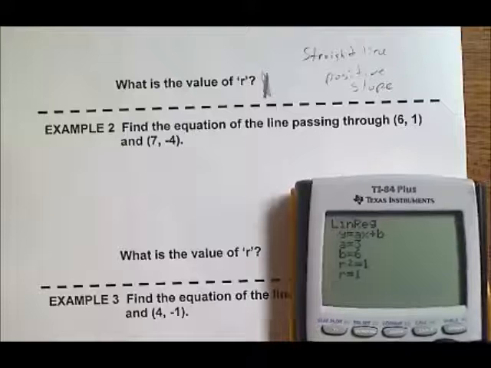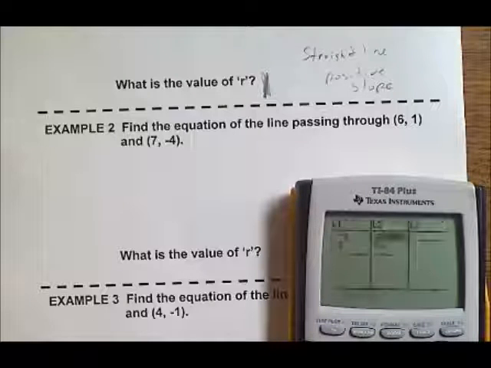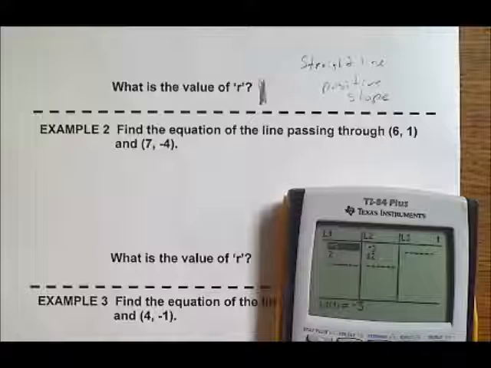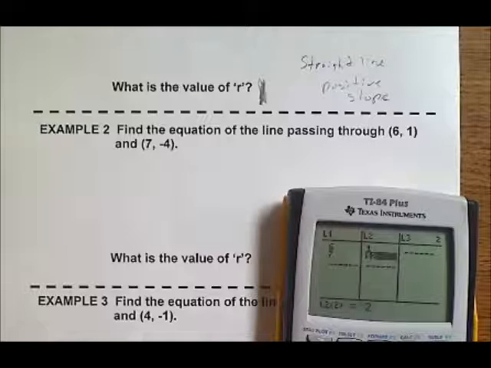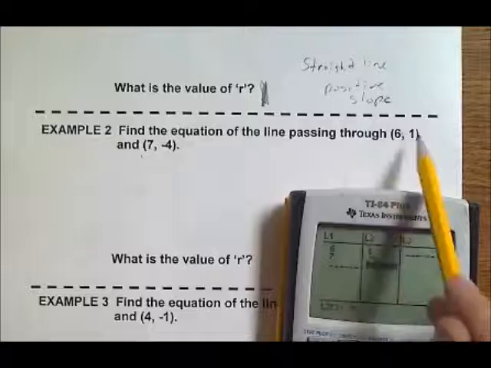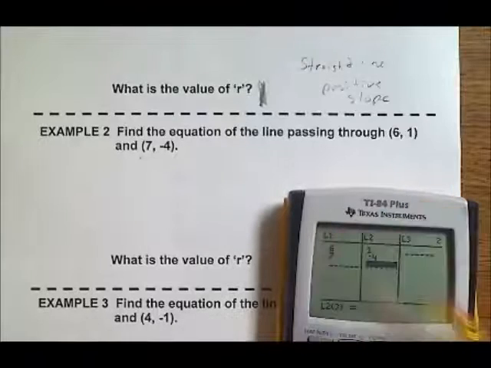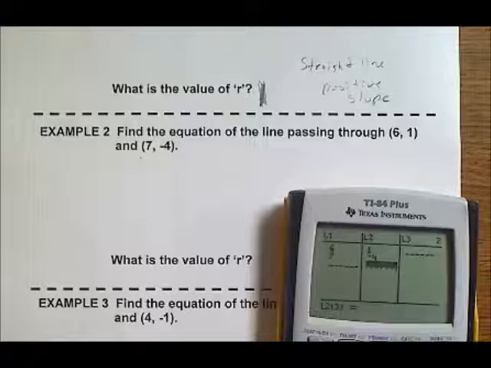Let's do example number 2. Go back to Stat, Edit. This time, our x values are 6 and 7. And our y values are 1 and -4. Now, it's important that you put them in the same order. Okay? And you can see I just typed over instead of clearing out. You can do that.